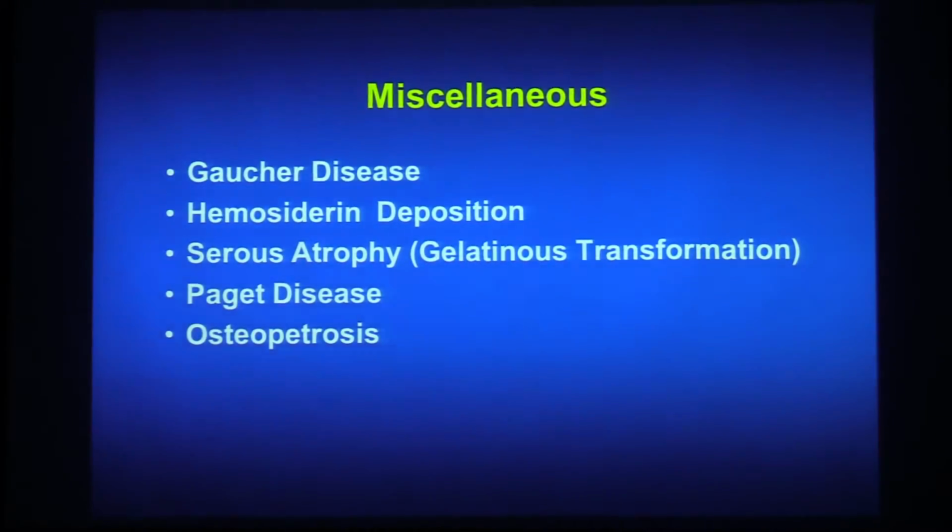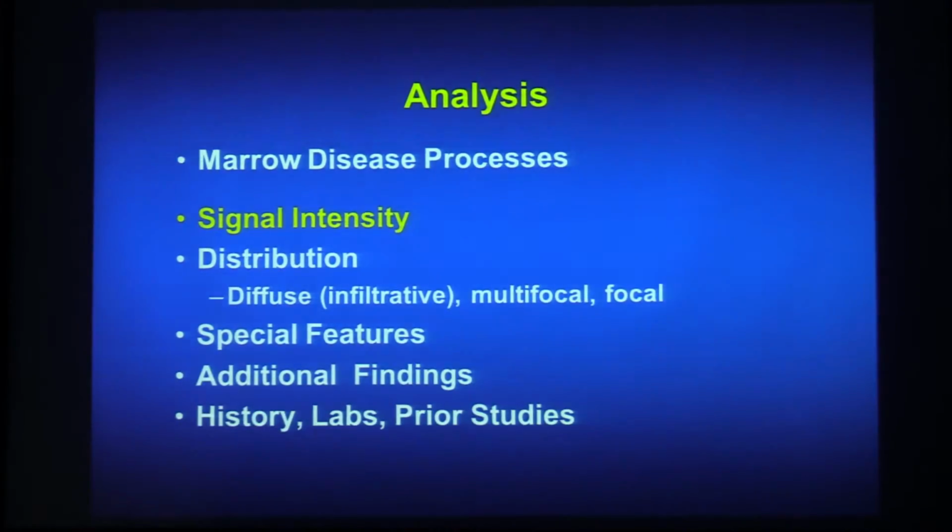And then other things to consider would be Gaucher's disease, hemosiderin deposition in the marrow, serous atrophy where the bone marrow becomes atrophic. Paget's and osteopetrosis can also affect the appearance of marrow on MR.